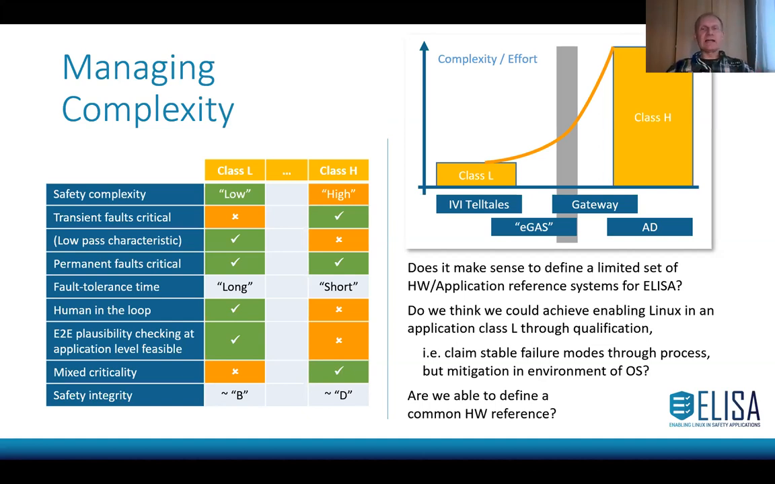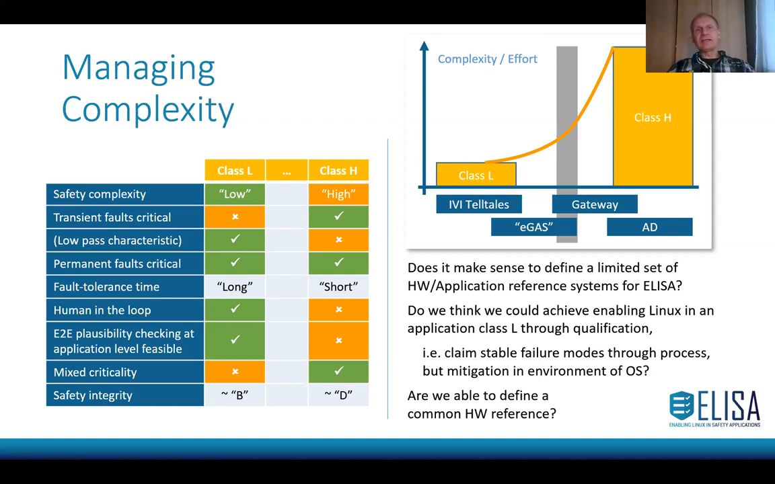And then on the high-end side, transient faults become critical, so you need to also have some way of engaging quite tightly with the hardware, because the hardware in many cases will detect the transient faults, or the software has to do it. In both cases, you need tight coupling. The permanent faults are equally critical, but this time the fault tolerance time is short, so you don't have much time. Usually it could be 10 milliseconds or 100 milliseconds. That's by far not enough time to get the human into the loop.